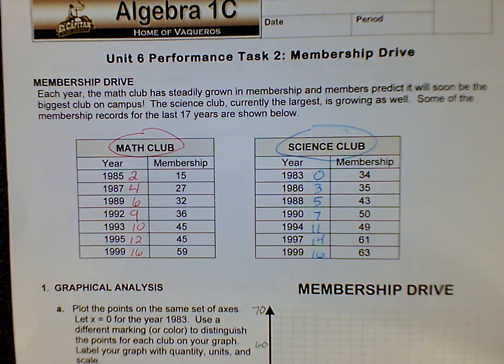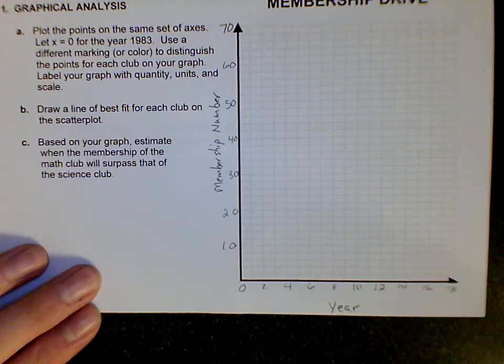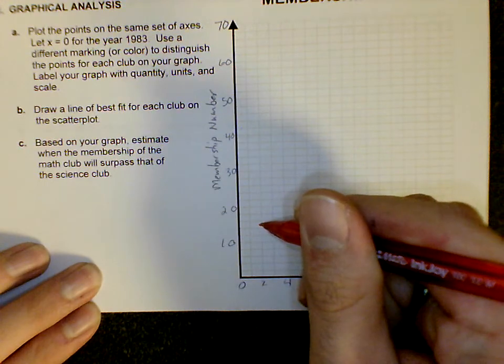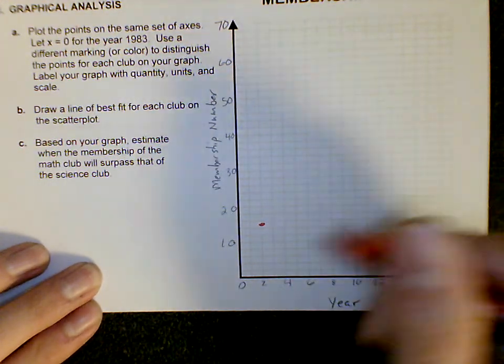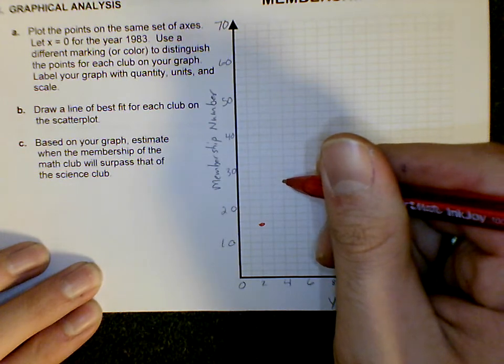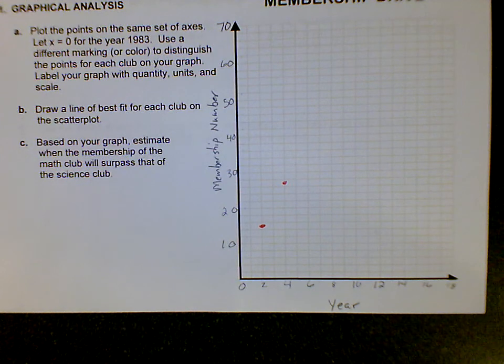So in my red color, or like I said, if you want to use circles and X's, however you want to do it is just fine. My first point is going to be 2, 15 for the Math Club. So 2, 15. Then I'm going to have 4, 27. And so far. So go ahead and plot the rest of your math, and you might as well plot the rest of your science as well.